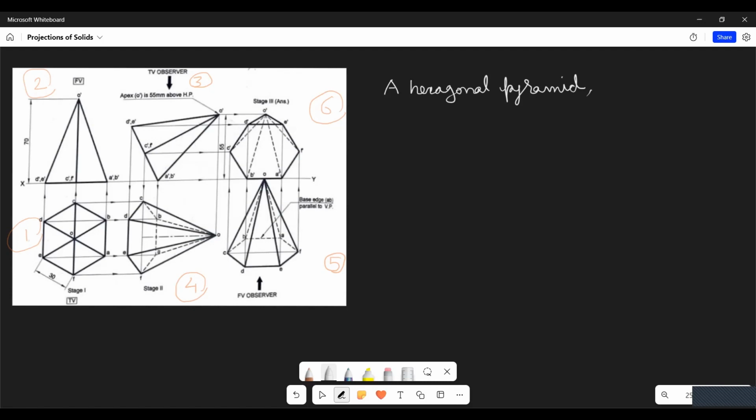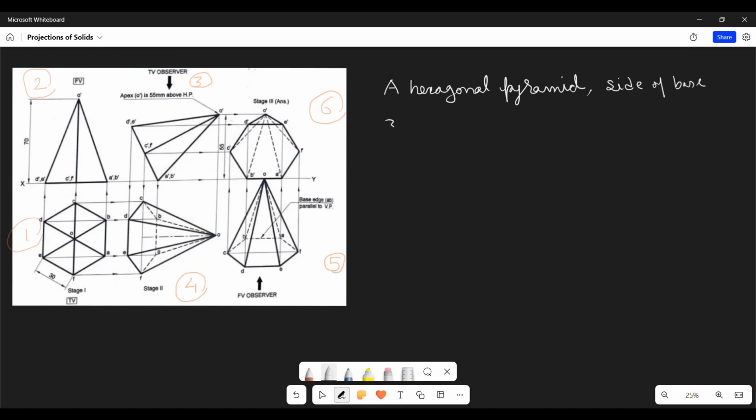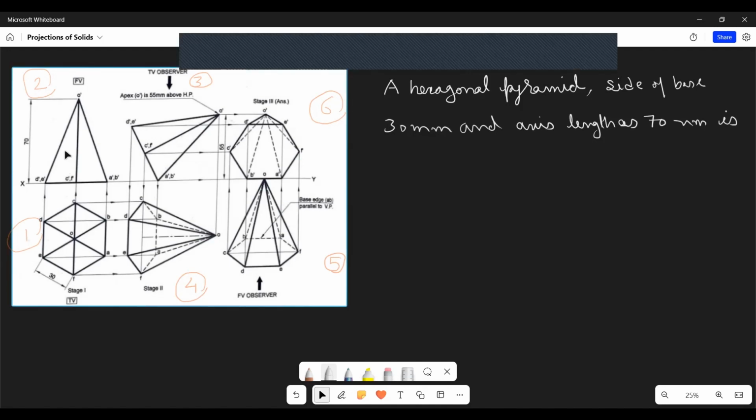Now, what are the dimensions of the pyramid given? So if we see here, this dimension is 30 and this axis length is 70. So we can write a hexagonal pyramid, side of base 30 mm and axis length as 70 mm.